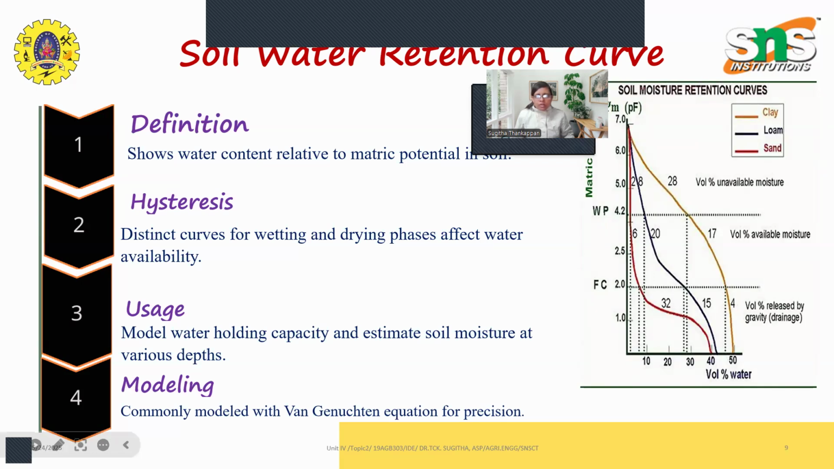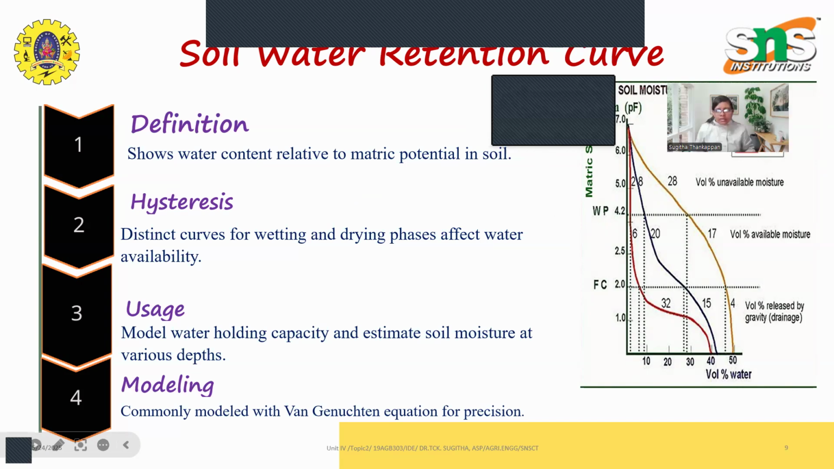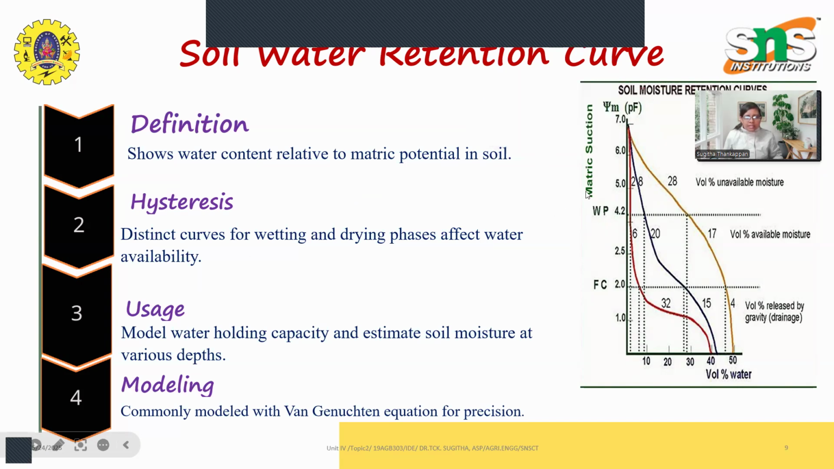So what is the soil moisture retention curve? It shows the water content relative to the matric potential, or matric suction potential, in the soil. And we have to remember a concept called hysteresis, that is, there are distinct curves for wetting and drying phases, which affect the water availability. Usually, field capacity, as I discussed earlier, we try to determine after 2 to 3 days, when it reaches a constant point.